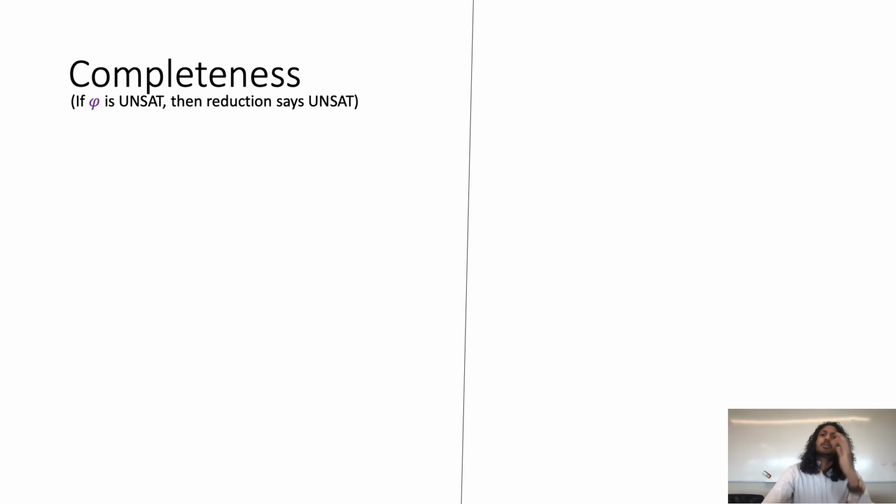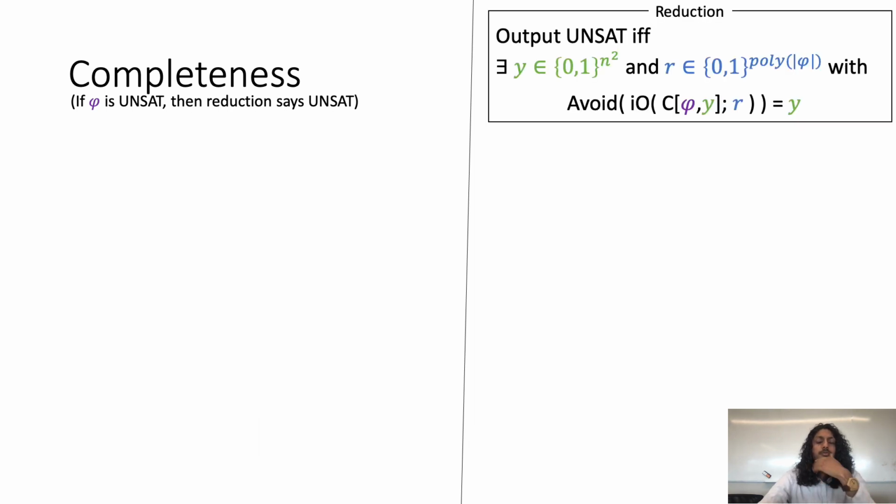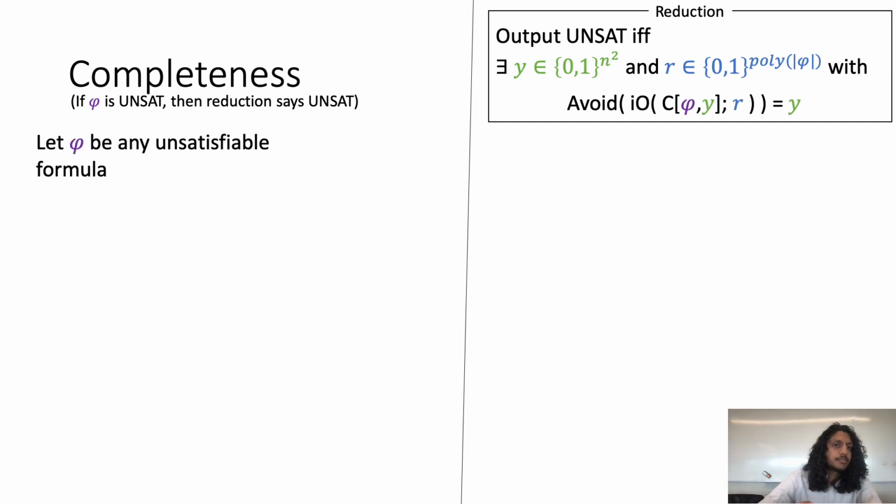The harder direction is completeness, where you want to show that if phi is unsatisfiable, then the reduction indeed says unsatisfiable. I'll go through this a little quickly, but hopefully it gives you the main idea of how this is done. Again, as a reminder, I'll put the reduction in the top right corner. Let phi be some arbitrary unsatisfiable formula. My goal is to show that the reduction must say unsat. In particular, I need to show that there exists a y and an r such that this condition holds.